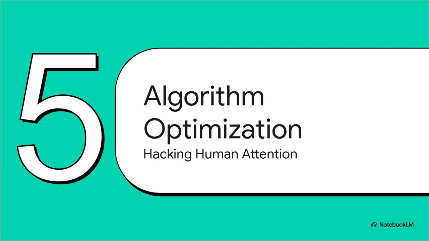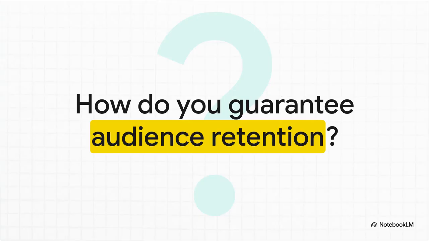And finally, Section 5, Algorithm Optimization, Hacking Human Attention. So how do you actually guarantee audience retention? It's the million-dollar question for any digital creator, right? Well, this master prompt answers it by baking audience retention directly into the AI's instructions.